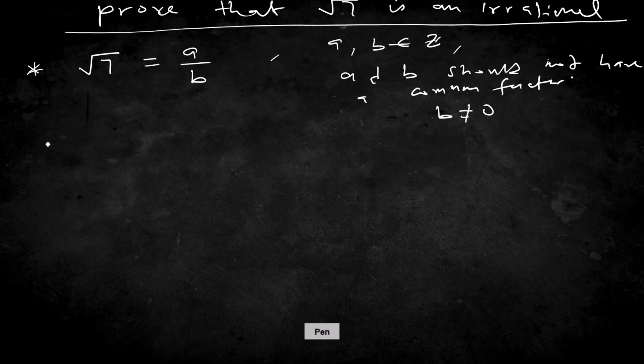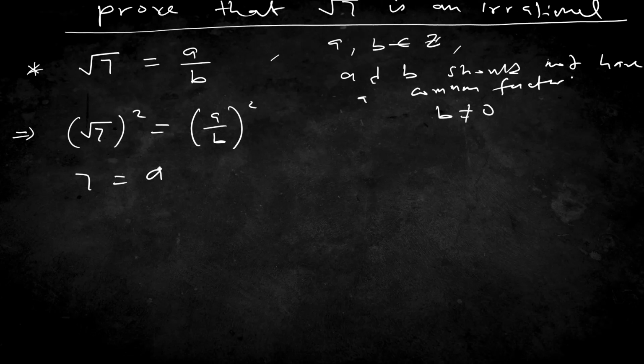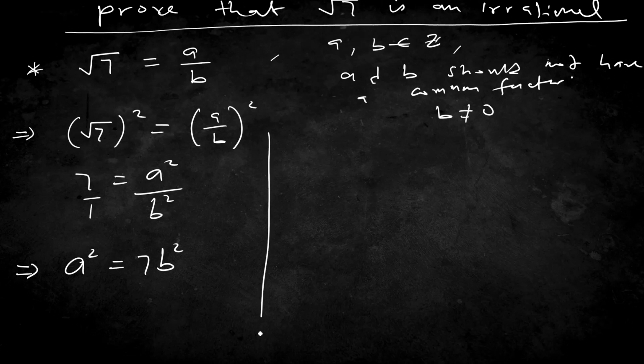Let's square both sides. So we have root 7 squared equals a over b squared. So we have 7 equals a squared over b squared. We can make this side over 1. So 1 times a squared is a squared equals 7b squared. Okay, so we have a squared equals 7b squared.